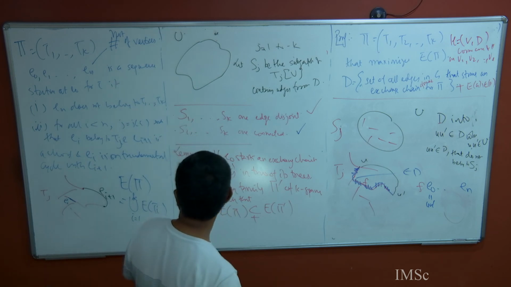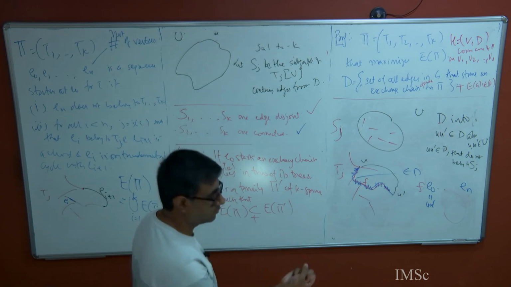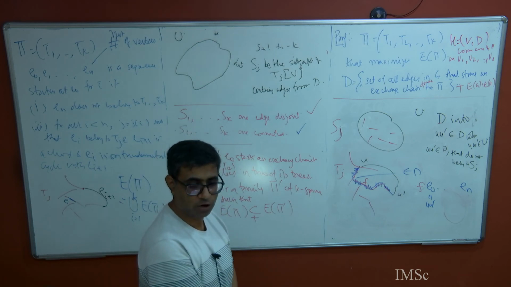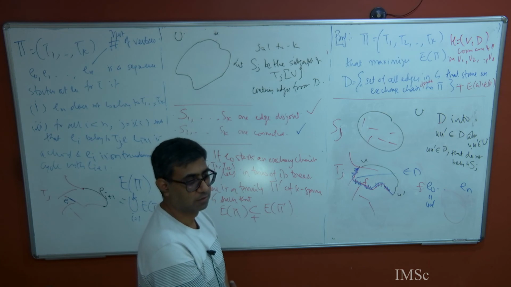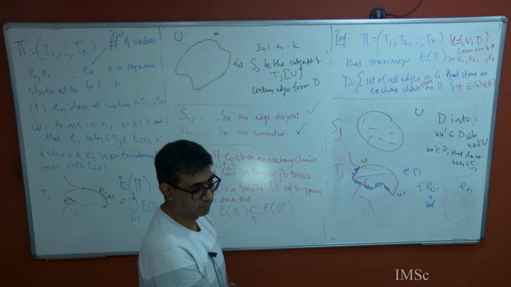Okay, so what we have to show, what was that? That if we contract these parts, then we can cover all the edges that are going across by a small number of trees.